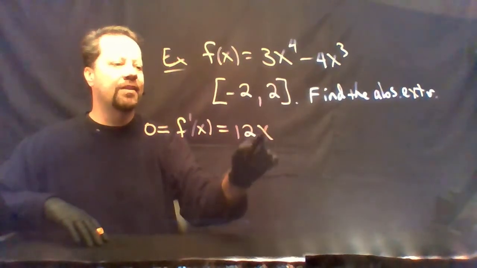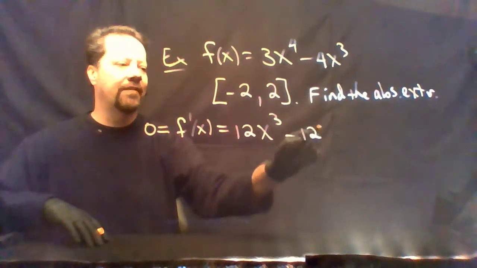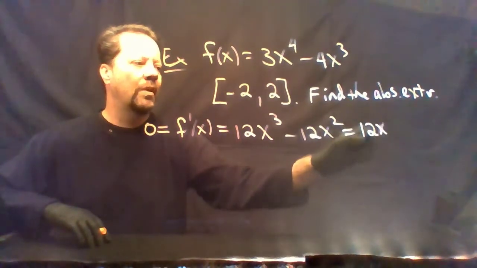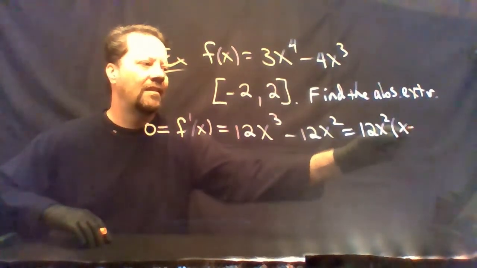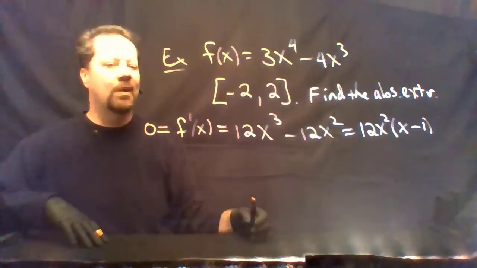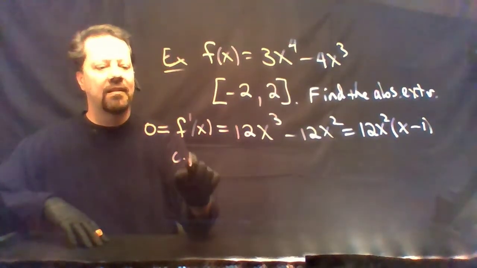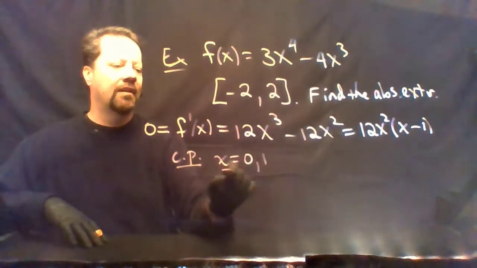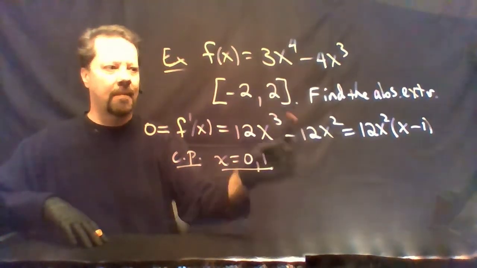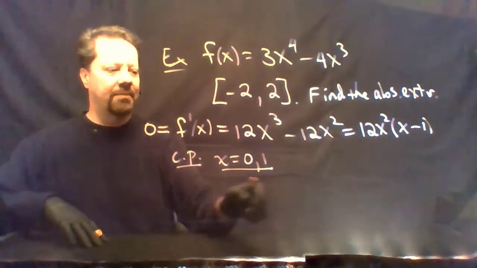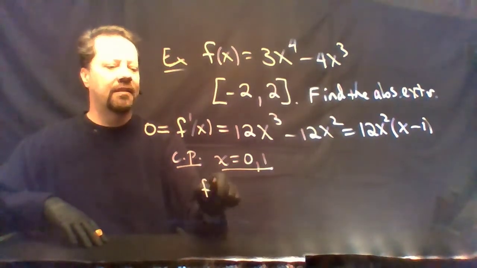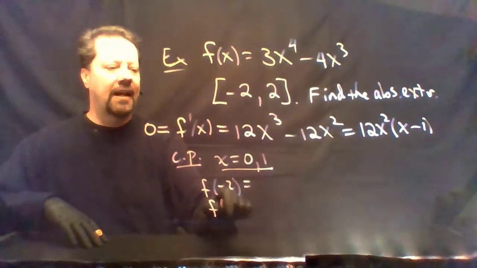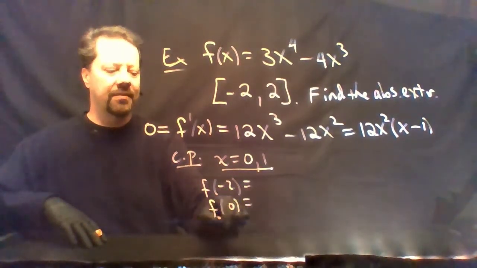The derivative is 12x cubed minus 12x squared. We can factor 12x squared out of that, leaving x minus 1. The critical points are 0 and 1. We'll evaluate on the next step f at the endpoints and the critical points.